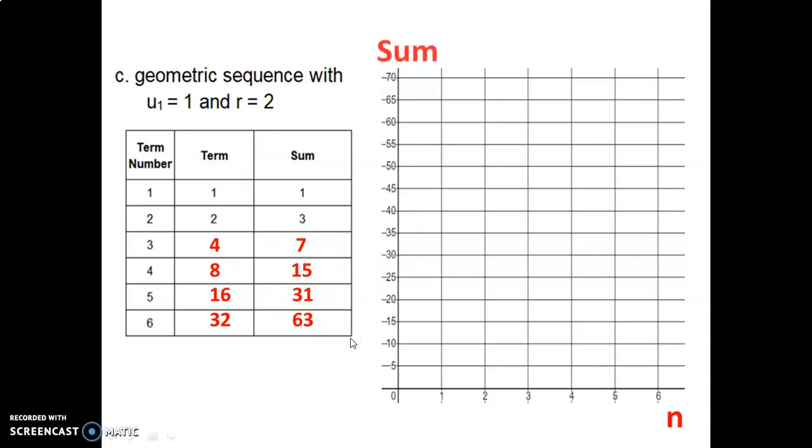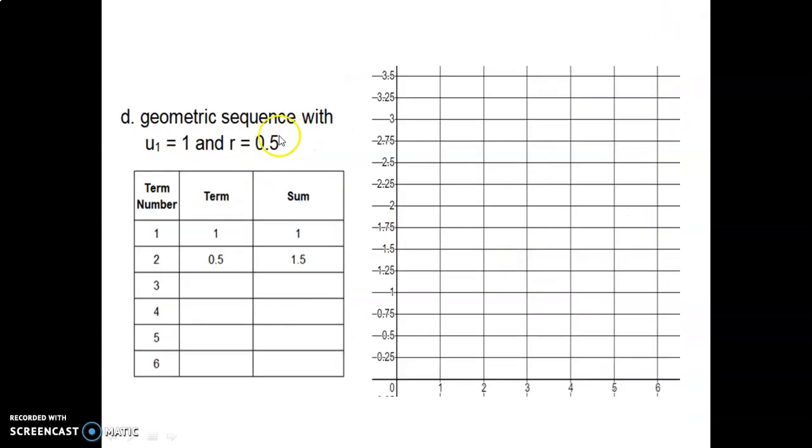Plotting the sum, we can see it's going to start slow but then rise very quickly, because again these terms grow, therefore the sum is going to grow even more. So definitely that is rising very quickly, and again the sum does not approach a certain value, it's just going to keep rising forever.